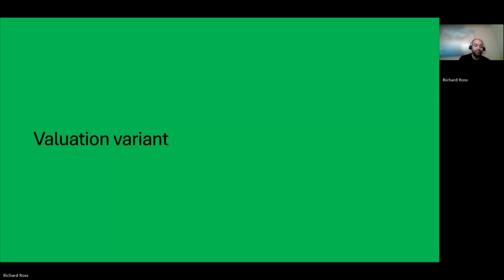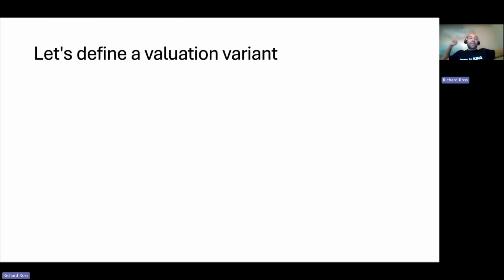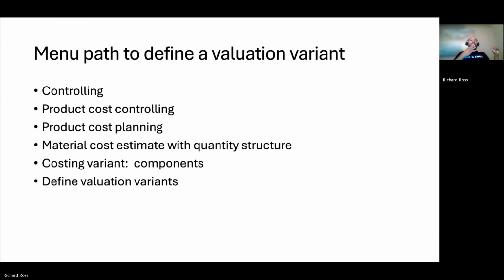Valuation variant. What does a valuation variant define? The valuation settings for the cost calculation. Let's define a valuation variant. Menu path to define a valuation variant: Controlling, product cost planning, material cost estimate with quantity structure, costing variant, components, define valuation variant.